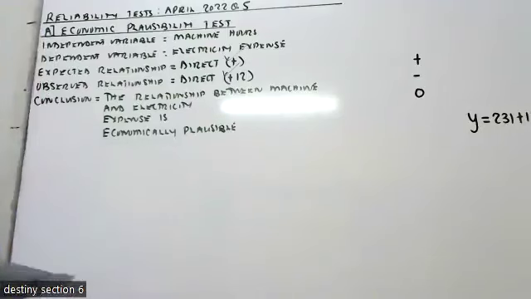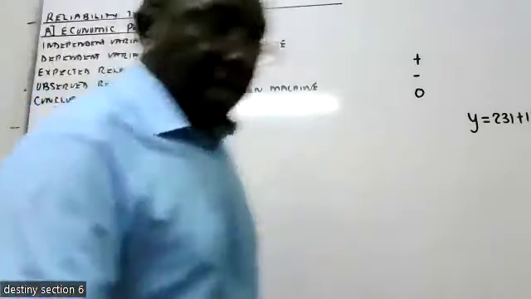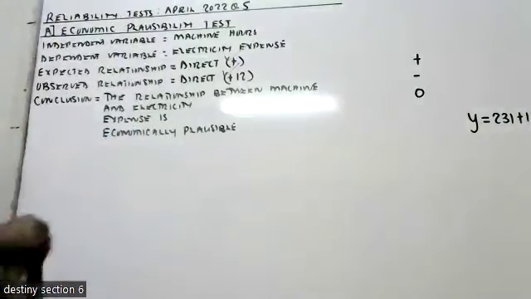So that is what we do when it comes to economic plausibility tests. So we move now to the next tests. We move to the next group.